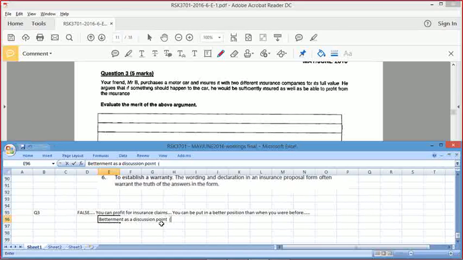Betterment is on page 102 in the old one. Do you have a reference for it? It's covered under claims procedure. Claims procedure, that's the chapter. You'll probably find it under that chapter in your textbook. There's a short paragraph called betterment there. Can you check if it's there for you as well? Okay, I'll check now. Yeah, it's in the claims procedure chapter. It's probably round about chapter 6, somewhere there.